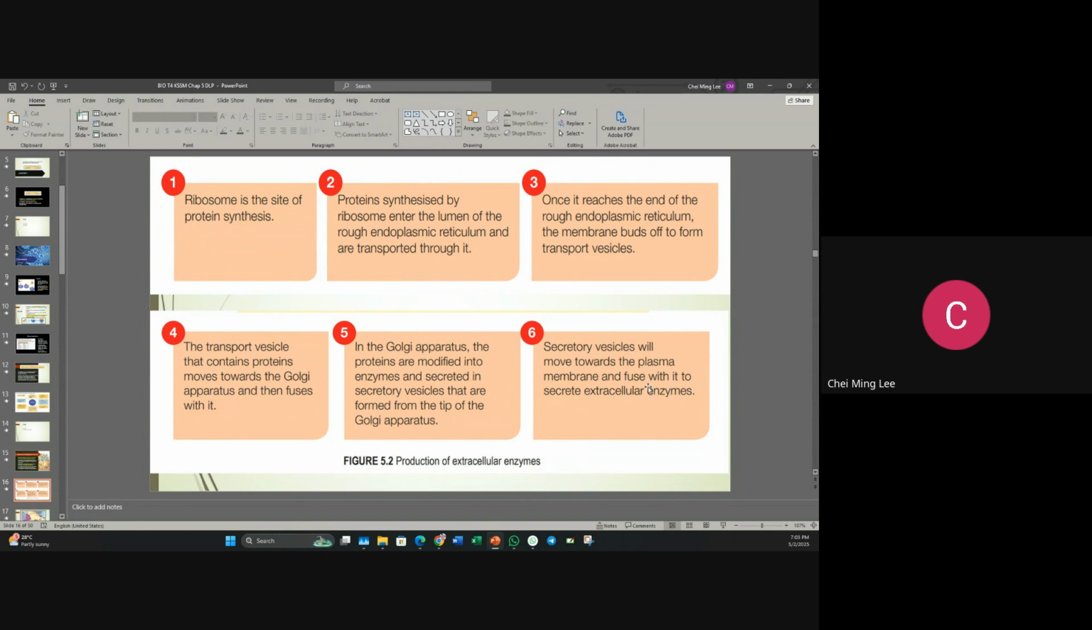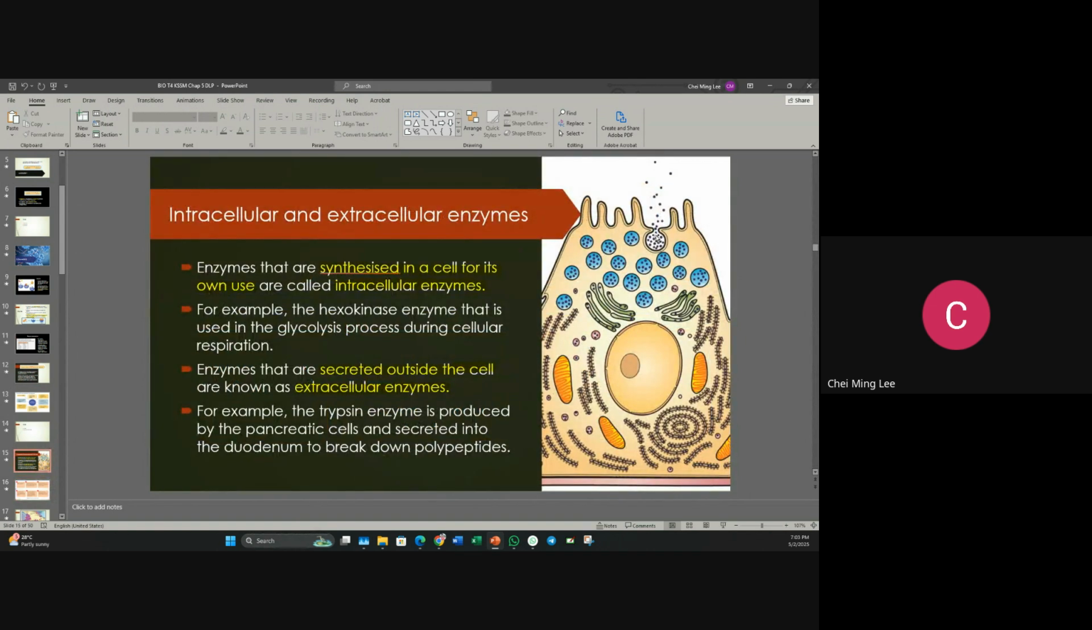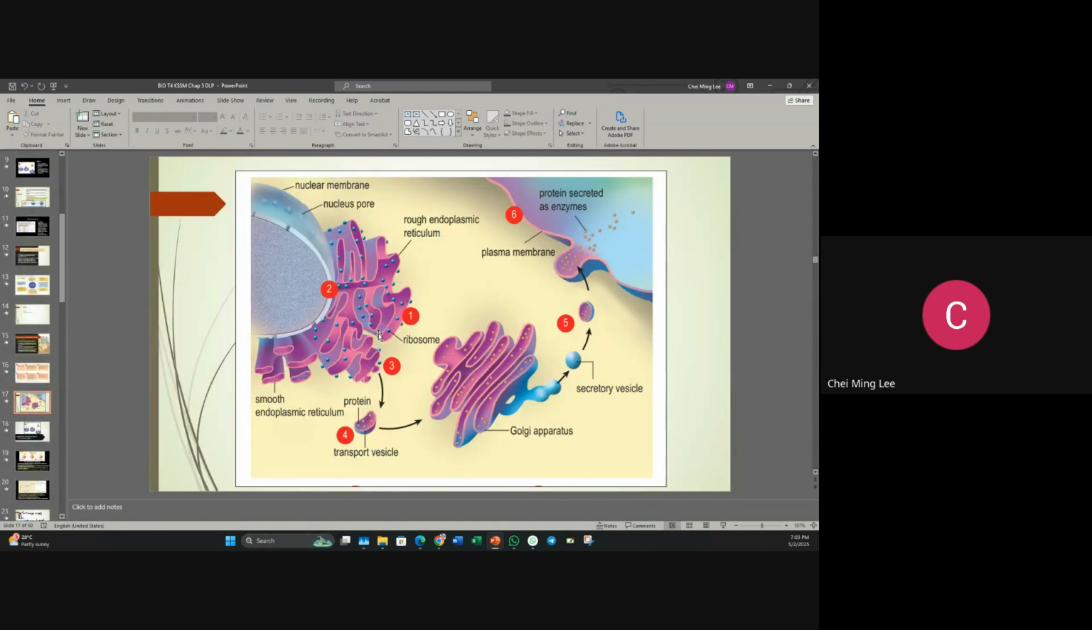These secretory vesicles will move towards the plasma membrane and fuse with it to secrete the extracellular enzyme. So this one later on will go to here, and then it fuses with the plasma membrane. The enzyme inside will be released out. The vesicle now will become plasma membrane. So it's something like this.